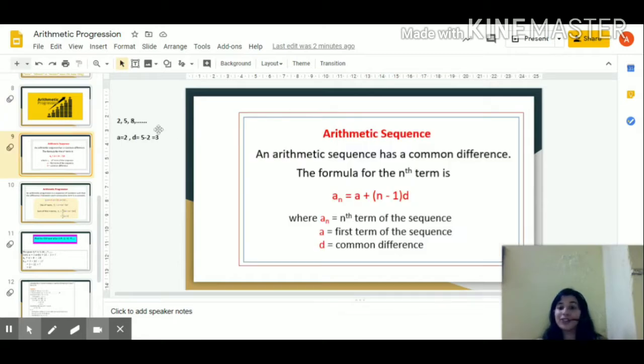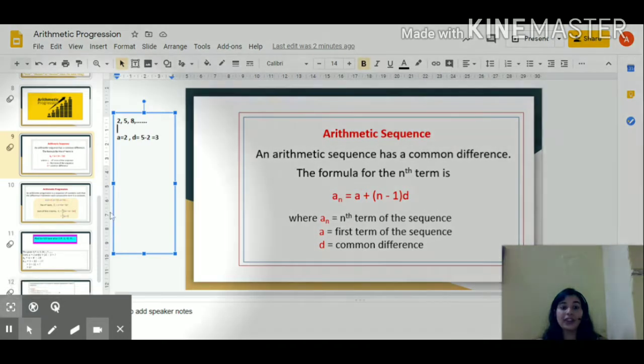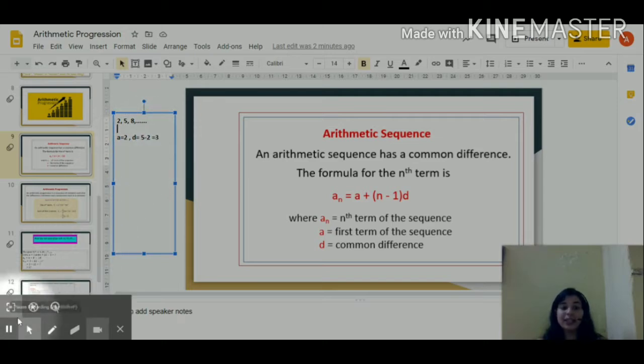Now, whenever we have to calculate the nth term of any sequence, kindly focus on the left hand side. My sequence is 2, 5, 8. You can very well tell that here the first term a is 2, the common difference is 5 minus 2, which is 3. Right.